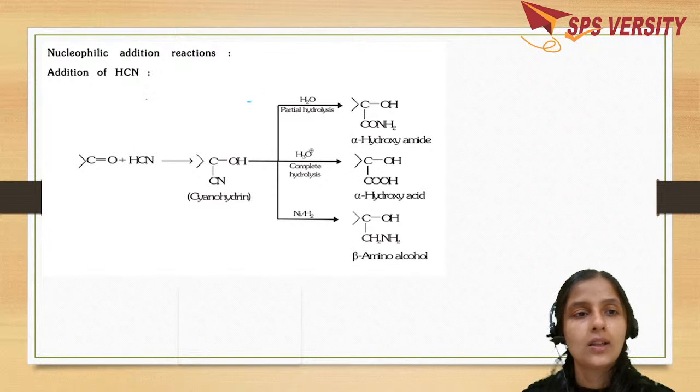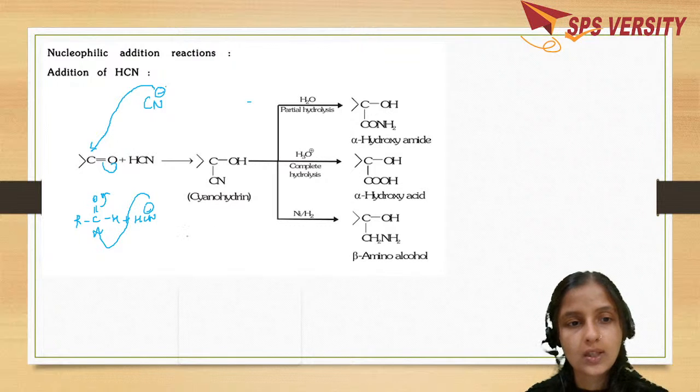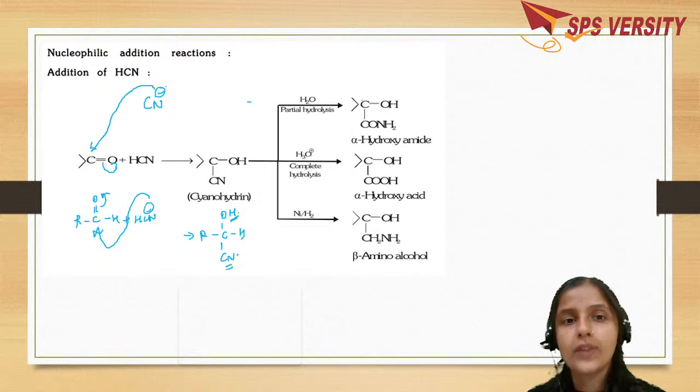Say HCN, the nucleophile generated is CN minus. This attacks over here and this bond shifts like this, resulting in the formation of, if you say R-CH=O plus HCN, then the CN minus attacks here, this bond shifts over here, resulting in the formation of R-CH-O minus with CN. And this takes up a proton, resulting in the formation of cyanohydrin. This cyano group, this hydro group, so this is cyanohydrin.